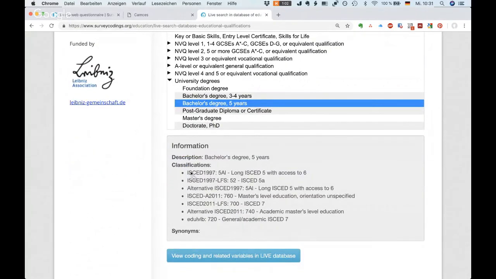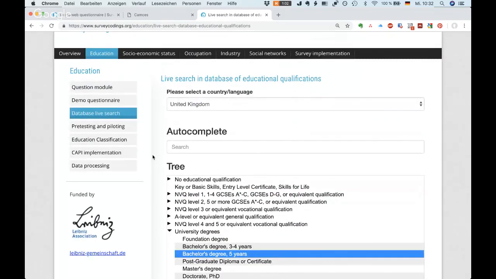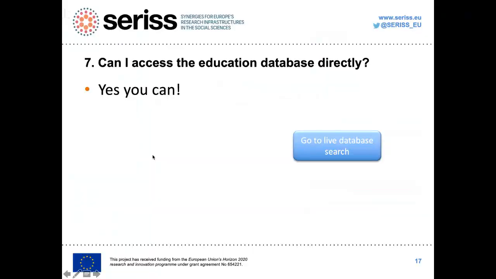For example, in ISCED 1997, a 5-year bachelor's degree is classified as ISCED level 5A, long, which means it's a long ISCED 5 higher education degree, which gives access to the PhD level. Or in ISCED 2011, it would be, where do we have it? Here. It would be the 3-digit code 760, master's level education with unspecified orientation. So we don't know whether it's a professional or an academic one. This is it to look at the live database. And you can, of course, play around with this. And I'll go back to the presentation.